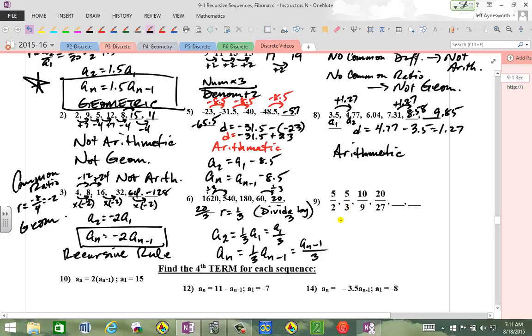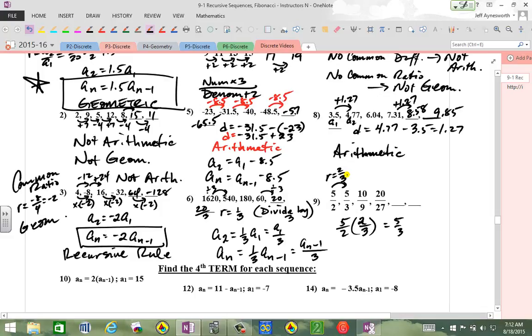5/2 times what fraction gives you 5/3? Well, it has to be... excuse me, not 1 in the numerator. We want a 3 in the denominator, so let's put a 3 there. To cancel out the 2, we're going to put a 2 up top. So the 2's are going to cancel, and we end up with 5/3. So it looks like our common ratio from here to here is R equal to 2/3.